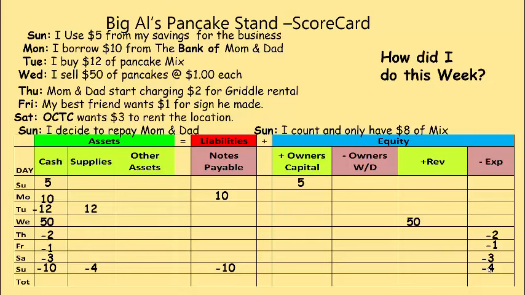So when I do the totaling to find out how I did, I have $37 in cash, $8 in supplies. That's my total assets, which the first answer would be $45. And then I've got 0 in liabilities, which is my second answer. And I've got capital of $5, revenues of $50 altogether. And then my expenses are going to be a total of $10. And so my income for the week, which is the third answer, is going to be $40.